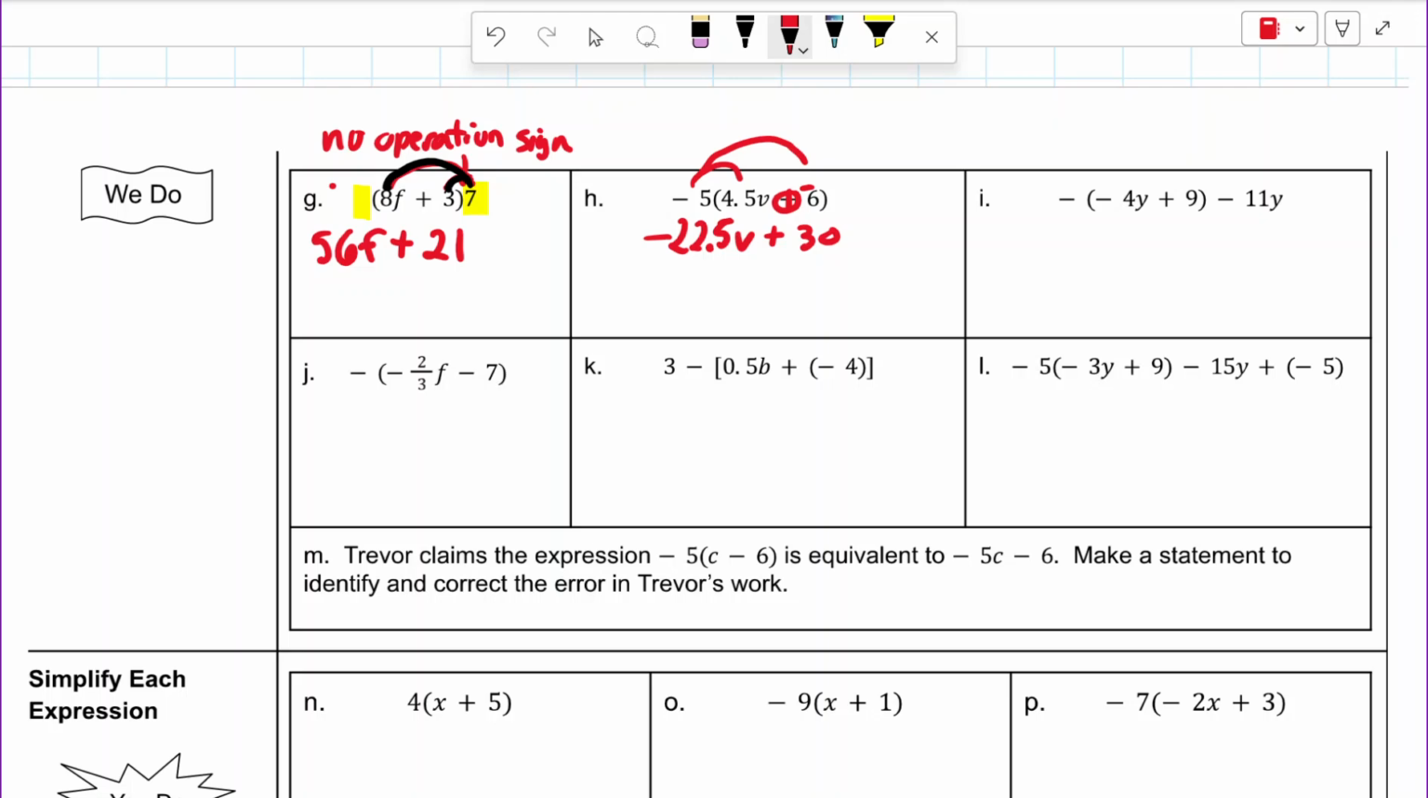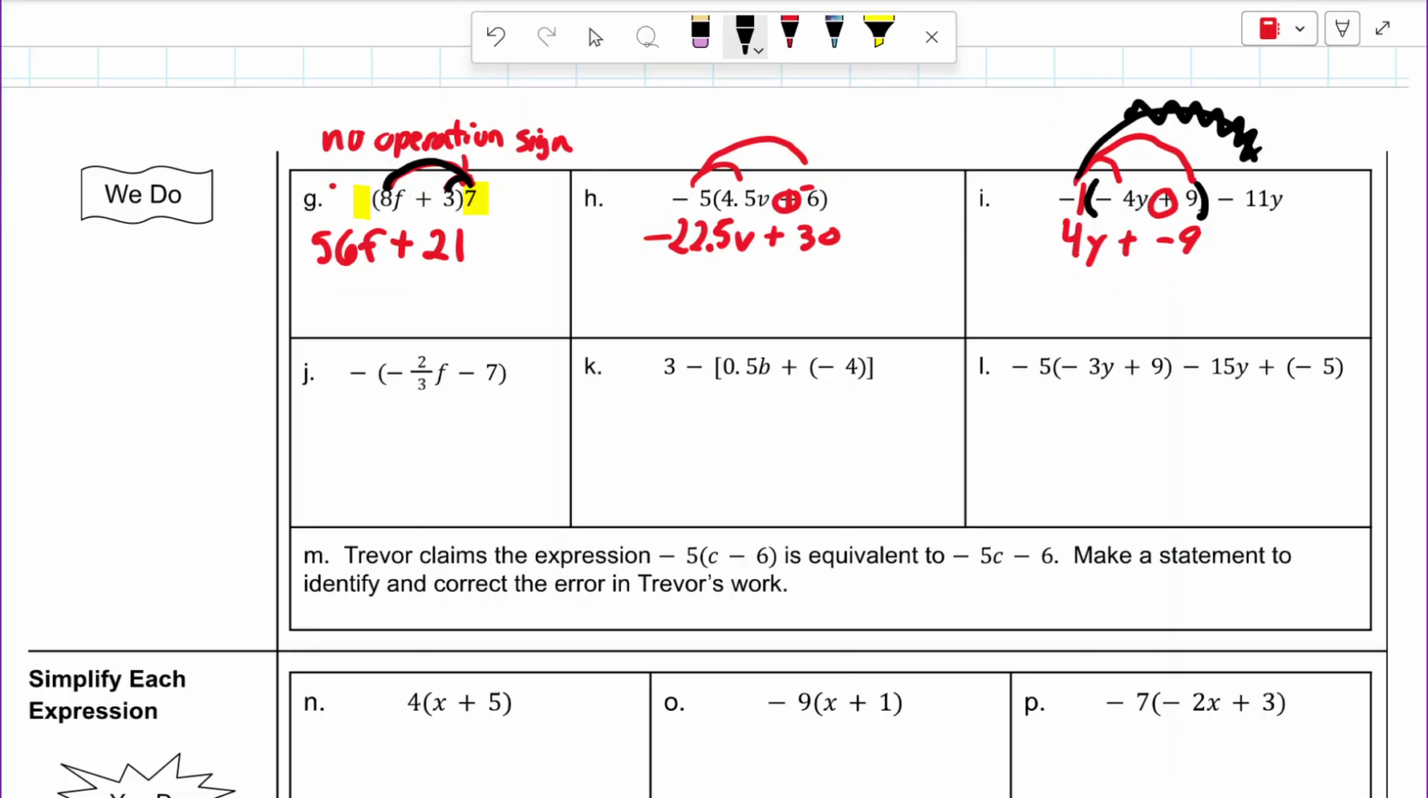Okay, moving on to I. We have a negative sign out in front of the group, and we know from our notes that there is a 1 right here. So negative 1 times negative 4y, that's a negative times a negative, gives me a positive 4y. And then a negative 1 times a positive 9 is going to give me a negative 9. This is a plus sign, so I put a plus sign here. And I do not go negative 1 times this because this minus 11y is not inside the grouping signs. So negative 1 is not multiplying it.